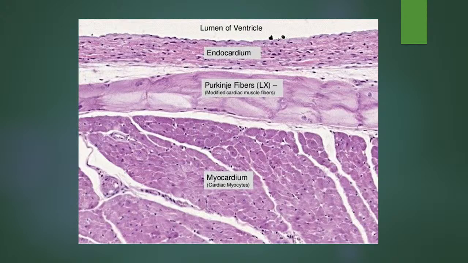Let's look at the subendocardium layer, where we can see Purkinje fibers, vacuolated with pale cytoplasm. Purkinje fibers lie between the endocardium layer and the myocardium layer. And here we can see a lot of cardiac muscle cells in the myocardium.